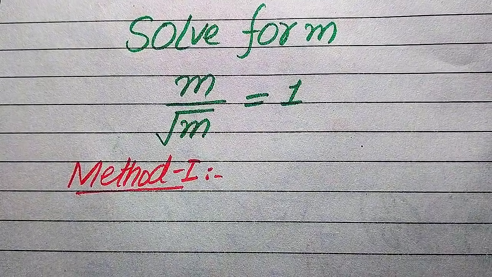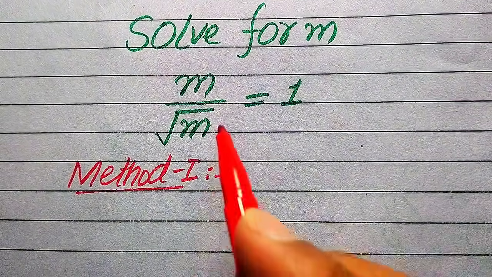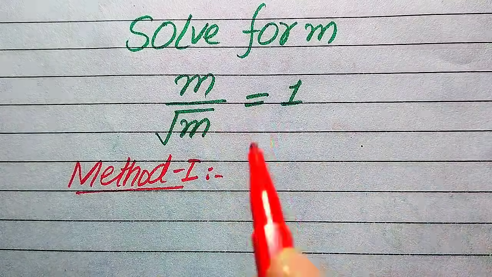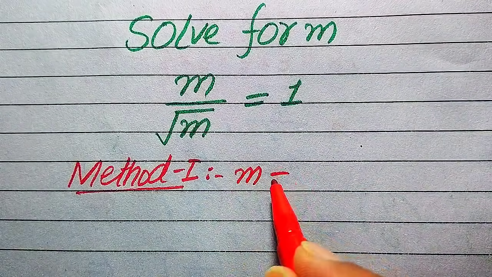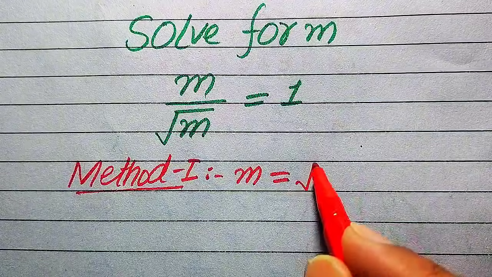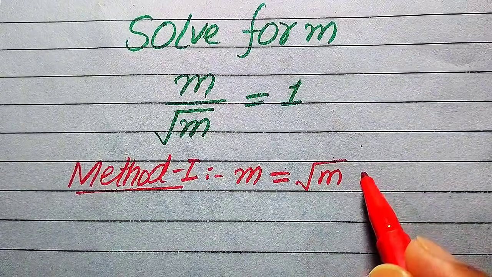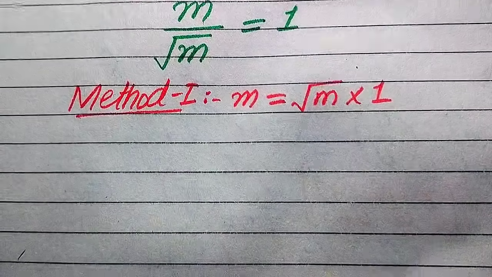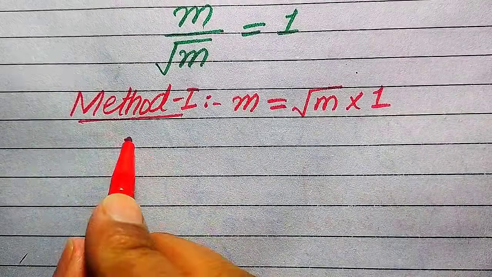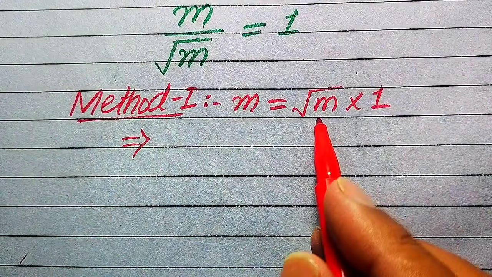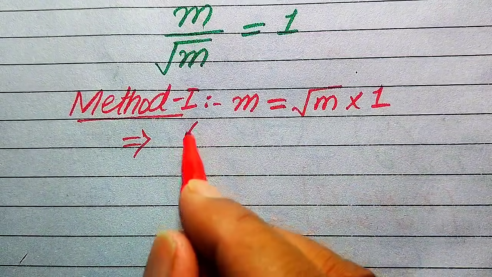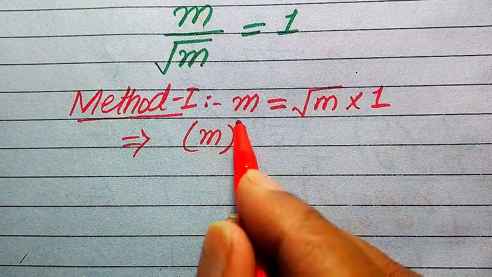And now we move towards our first method. In the first method, we move this square root of m to the right hand side. When we move it to the right hand side, it is multiplied by this m, and it will be written as square root of m multiplied by 1. Further, in the next step, we need to remove this square root sign from m, and for this we will take squaring on both of the sides.